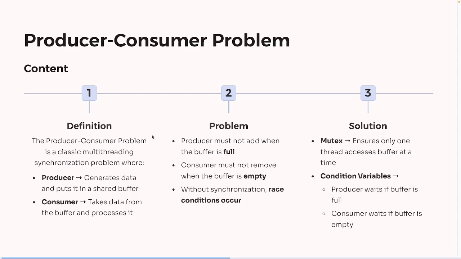We are going to solve this problem using a mutex. The mutex will help us ensure only one thread accesses the buffer at a time, meaning either the producer or the consumer will access the buffer at a given time. The second thing we'll use is condition variables. Using that, we can make the producer wait if the buffer is full, so it should not put more things if the buffer is already full, and the consumer should wait if the buffer is empty, meaning if there's nothing in the buffer, then the consumer will wait until something is available.